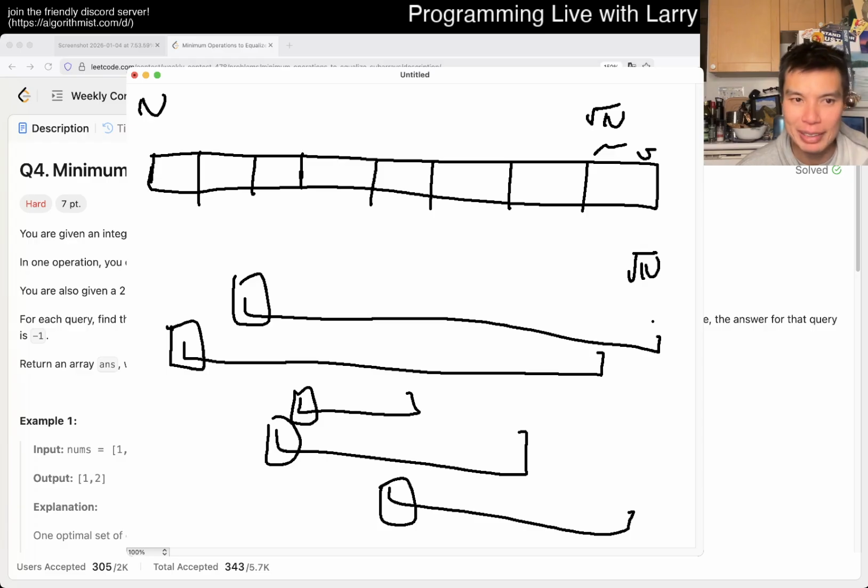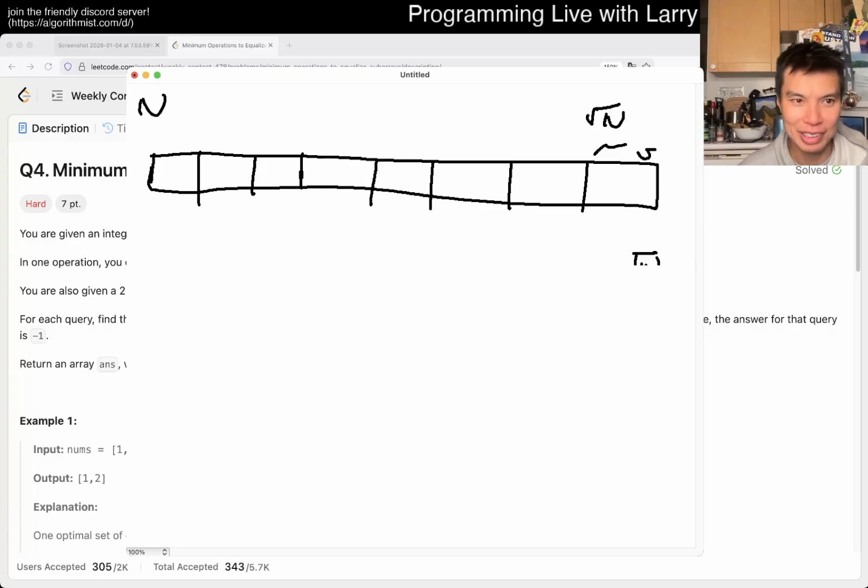But what does that mean? That means that we'll have to kind of delete this thing here. Okay. Well, why do I do it this way? Why does Mo's algorithm do it this way?